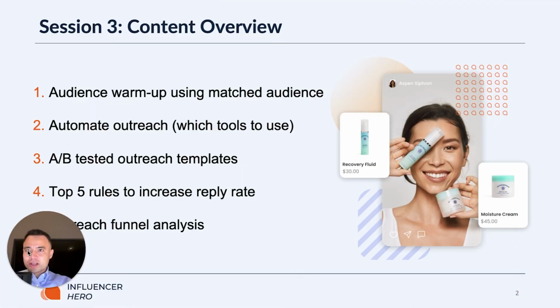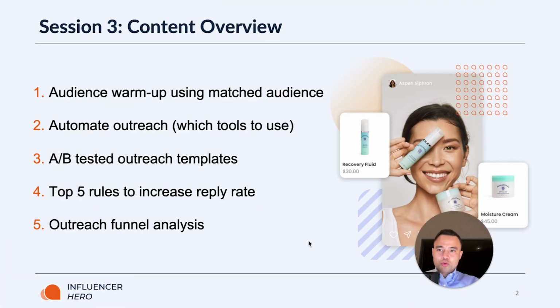So let's dive right in and go through the course content. The first chapter will be what to do before you actually start the outreach, which I will cover in a bit. Then the second chapter is the tools to use in order to automate. Really important to use automation. The third chapter is A/B tested outreach templates. So we go through all the templates which you should use in order to maximize your response rates.